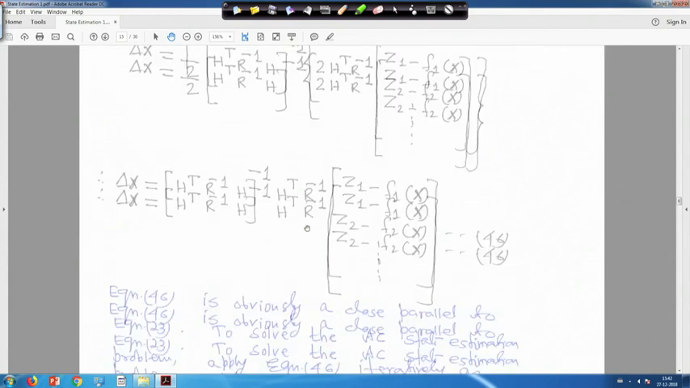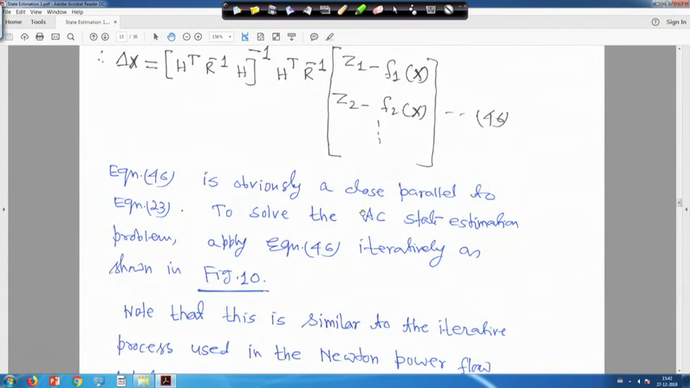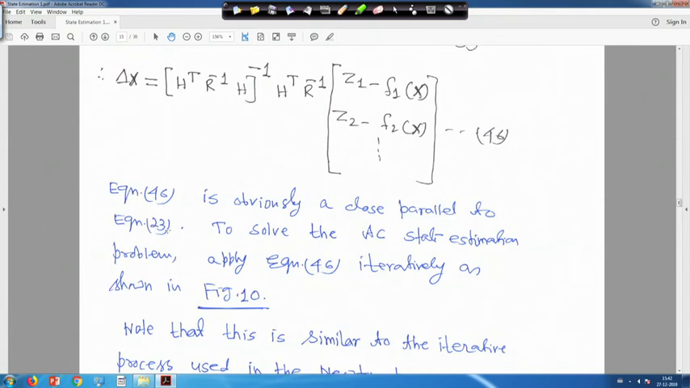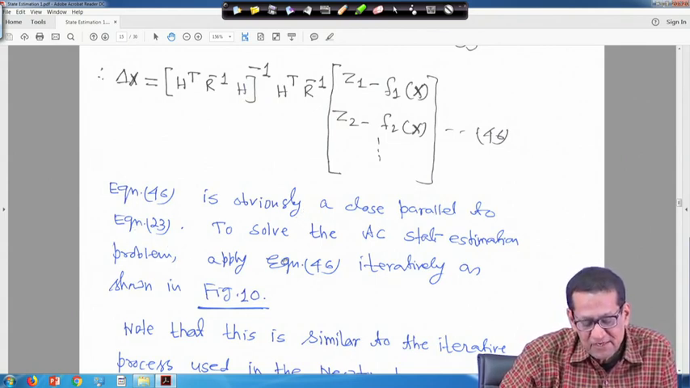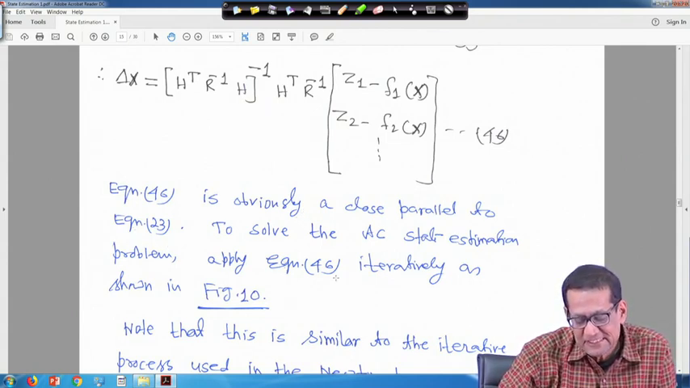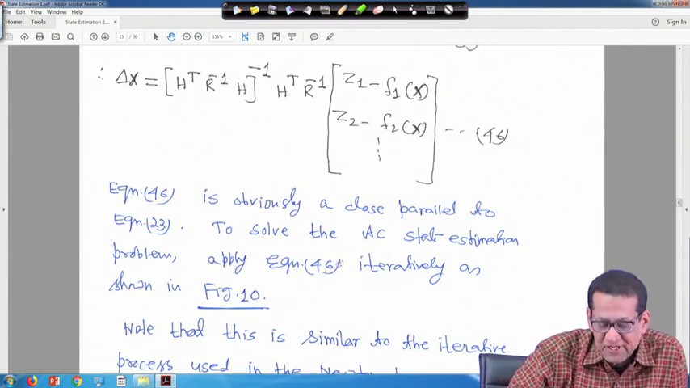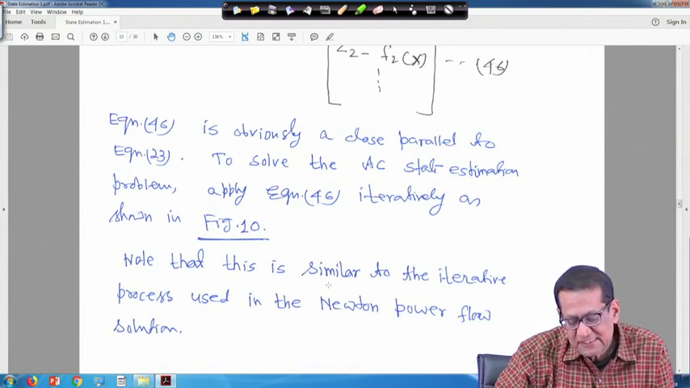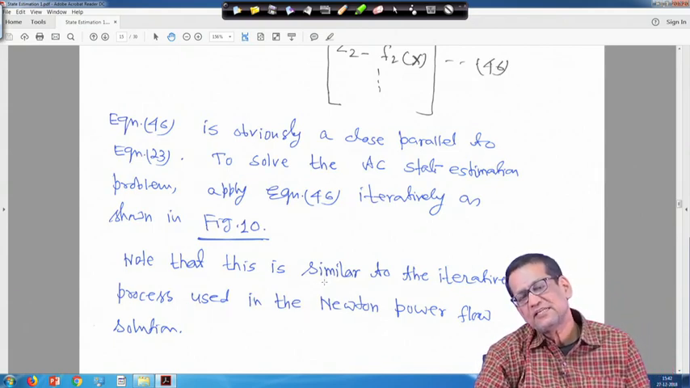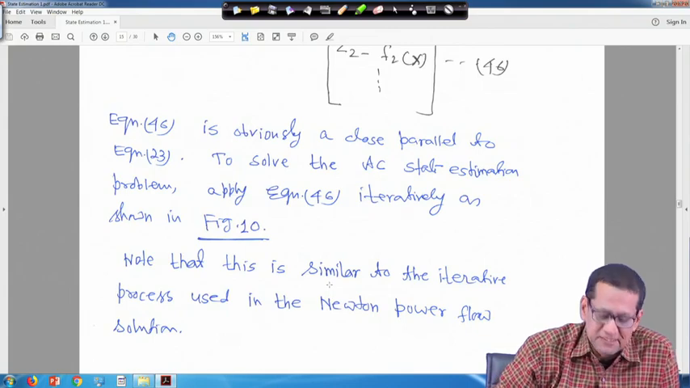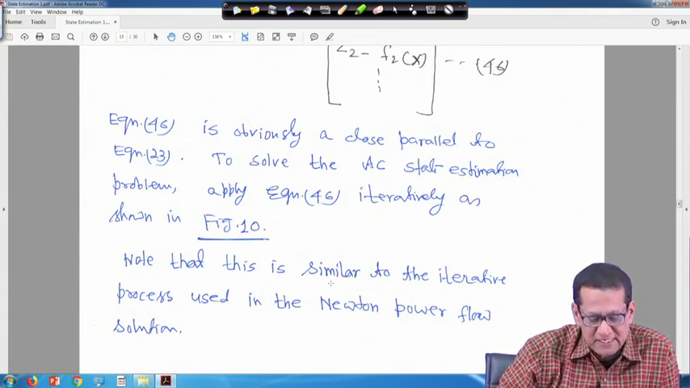So, equation 46 is obviously close parallel to equation 23, because if you look at equation 23 you will find it very close to that, right. To solve the AC state estimation problem, you apply equation 46 iteratively as shown in figure 10, where a flow chart is given, right. Note that this is similar to the iterative process used in the Newton's power flow method. It is basically Newton's method, your iterative method, right.